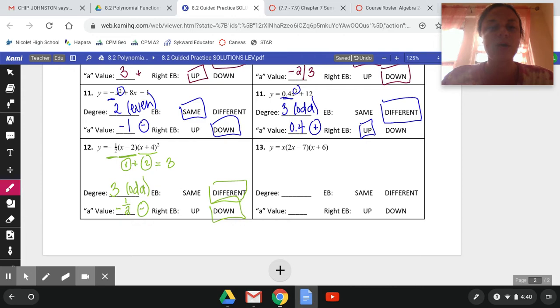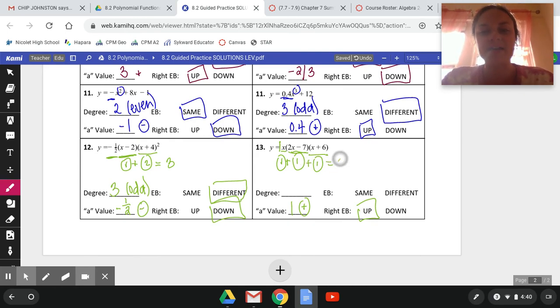All right, let's try this next one. My A value, well, looking out front here, there's nothing written in, which automatically I know it means it's a 1, which is positive. So my right end behavior will be going up since that is positive. Now let's count my x's. Here, x, that is a single root at 0. Here, 2x minus 7, that is another single root at 7/2. We had that in our last lesson. And then here we have another single root at -6. If I take 1 plus 1 plus 1, that gives me 3, which indicates that my degree is 3, which is odd, which means that my two ends are going to be going in different directions.